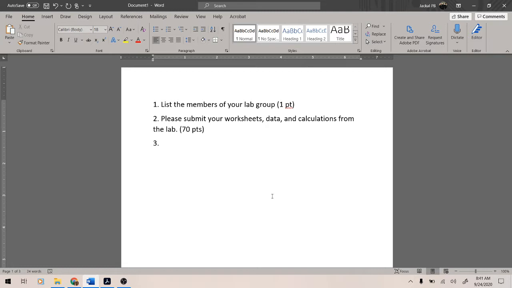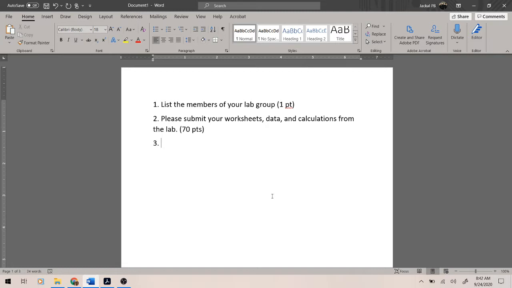Your first question in the post lab is to list the members of your lab group, and it's just 1 point. So it's not really important, but you just put your name basically and say that it's individually done, or you don't even need to put that, you just put your name.